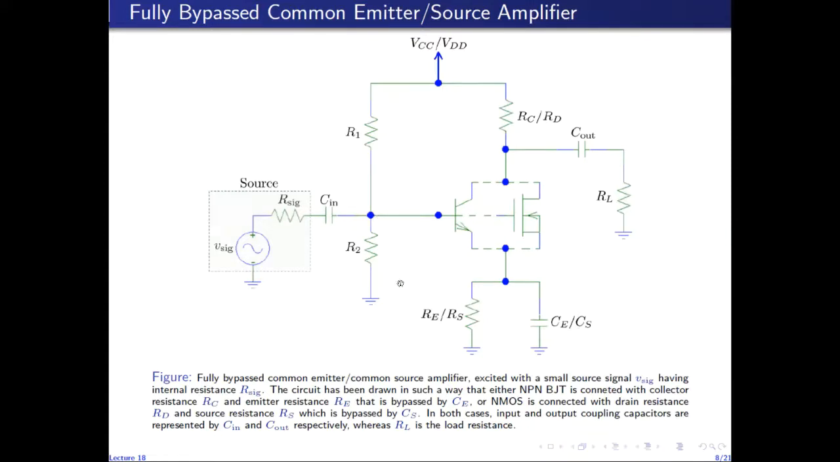In either case, the amplifier is AC coupled by using the capacitors C in and C out. The load resistance is denoted by RL, and V-sig is the small signal having internal resistance R-sig. So this general circuit represents both the common emitter as well as common source amplifier configuration.